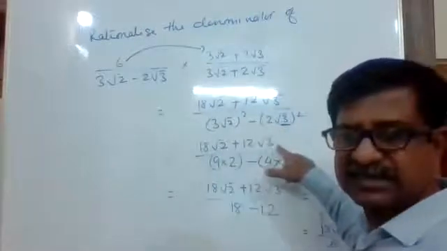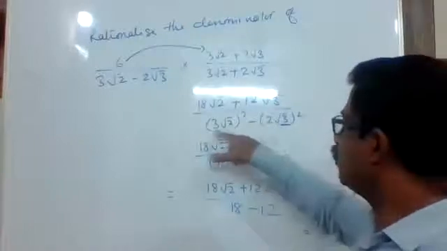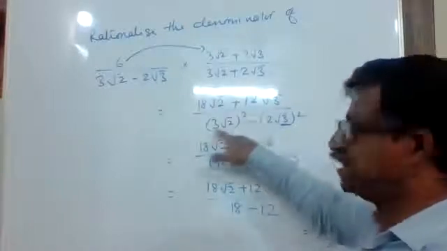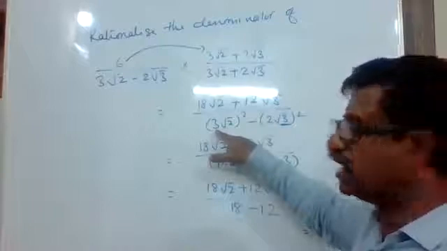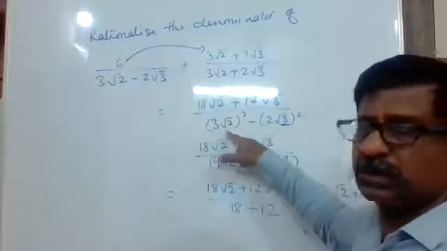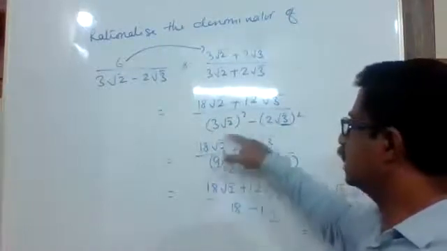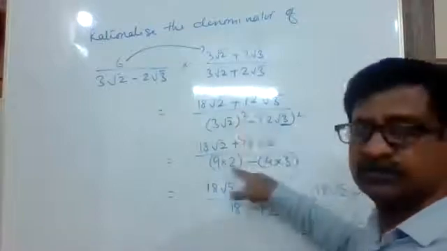Numerator I have taken as it is. Denominator is 3 root 2 whole square. Now we have to take the square of 3 as well as the square of root 2. Square of 3 is 9, and root 2 whole square is 2.